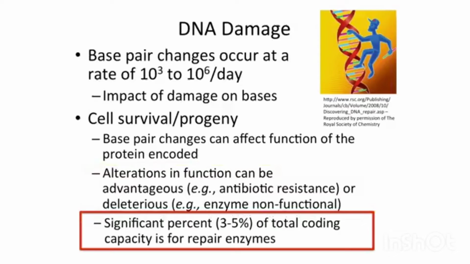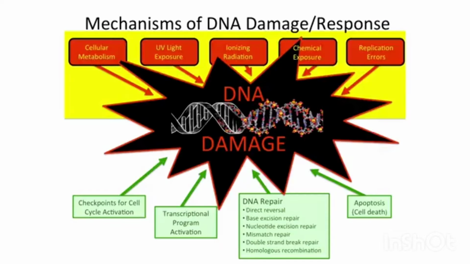So it's not surprising that a significant percentage of the coding capacity in all organisms is for repair enzymes, and that's on the order of 3 to 5% across the board, because DNA damage to a bacterial cell can be lethal because it's the only cell, whereas our cells can manage to have a cell or a few that's damaged as long as it doesn't have other untoward changes.